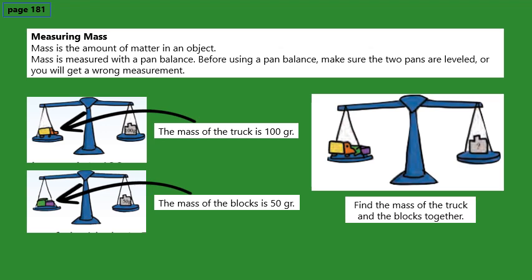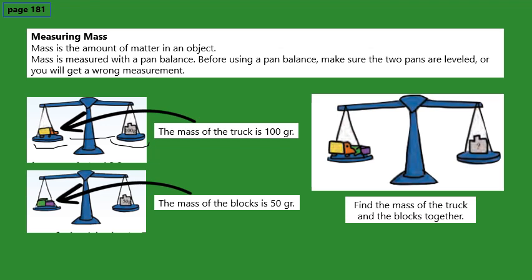To measure the mass of an object, we can use a pan balance or a weighing scale. Okay, but before using a pan balance, this is an old pan balance with 2 pans, we should make sure that the 2 pans of the pan balance are level. They are on the same level. Okay, how do we read them?